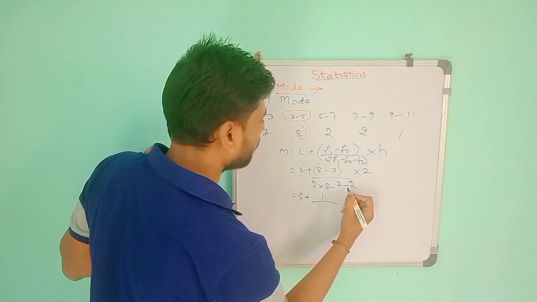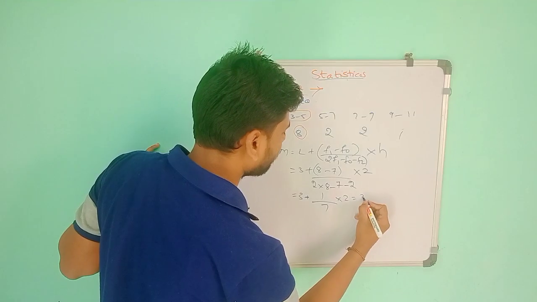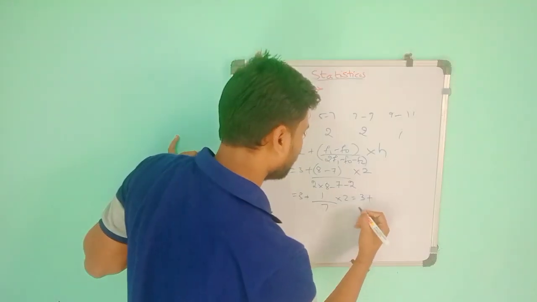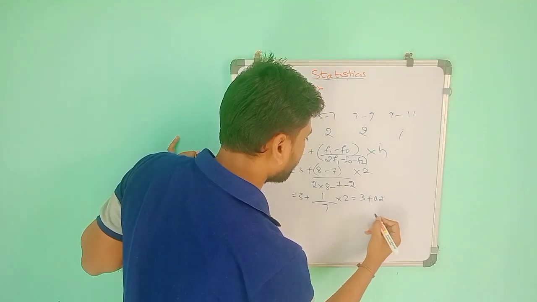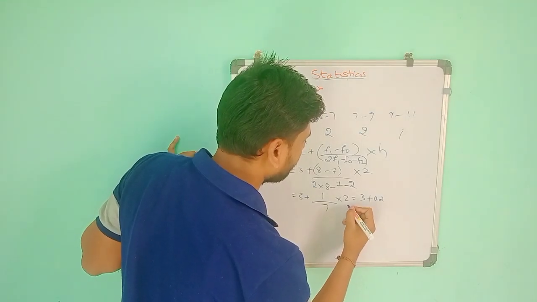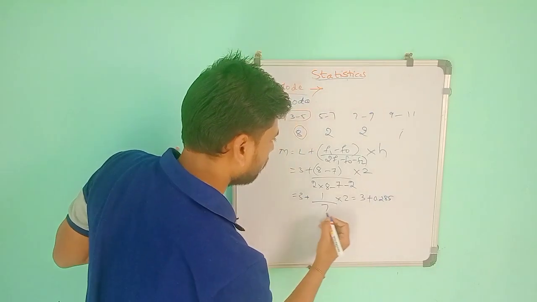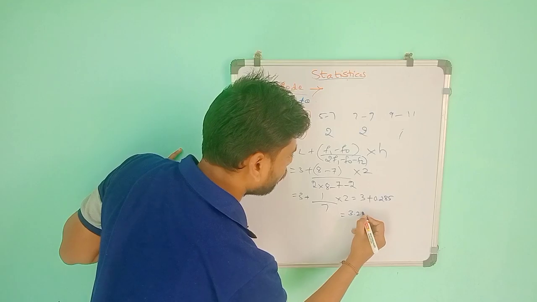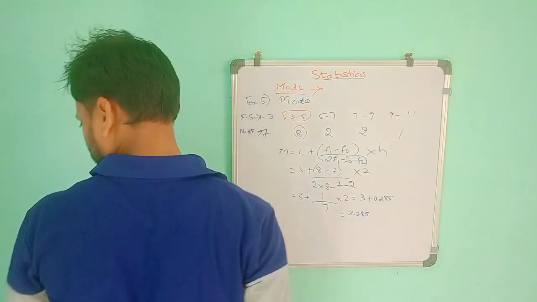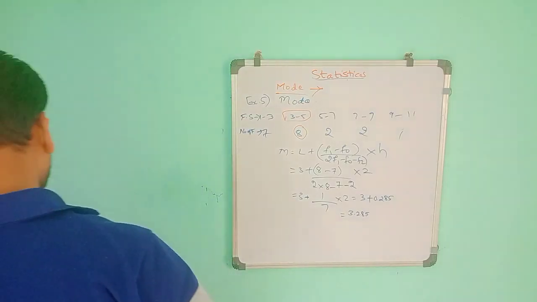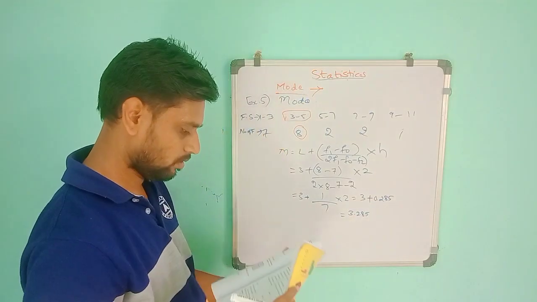16 minus 7, 16 minus 9 is 7. 7 into 2. So this will be 3 plus 2 by 7. So 3 plus 2 divided by 7: 7 2s are 14, 6 remains, then 7 8s are 56, 4 remains, 7 5s are 35. So this will be 3.285. The mode of the data will be 3.285.